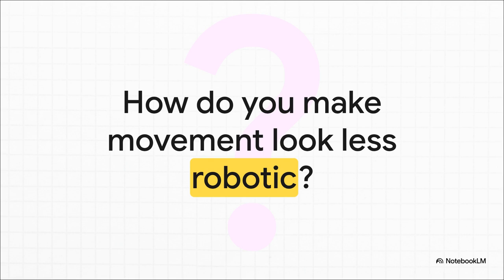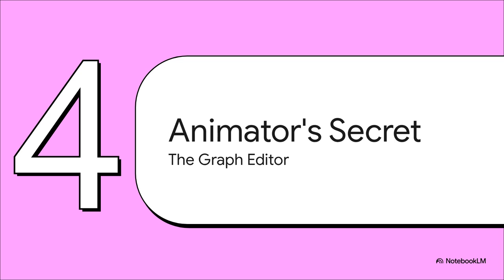The real world doesn't move like that. So how do we get that smooth, natural-looking motion? Well, the answer to that question lies in what I call the animator's secret weapon. The graph editor. And don't let the name scare you, this is where the real art happens. This is how we make things feel believable.